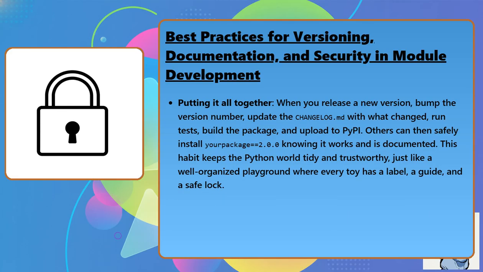Putting it all together, when you release a new version, bump the version number, update the CHANGELOG.md with what changed, run tests, build the package, and upload to PyPI. Others can then safely install your package==2.0.0 knowing it works and is documented. This habit keeps the Python world tidy and trustworthy, just like a well-organized playground where every toy has a label, a guide, and a safe lock.